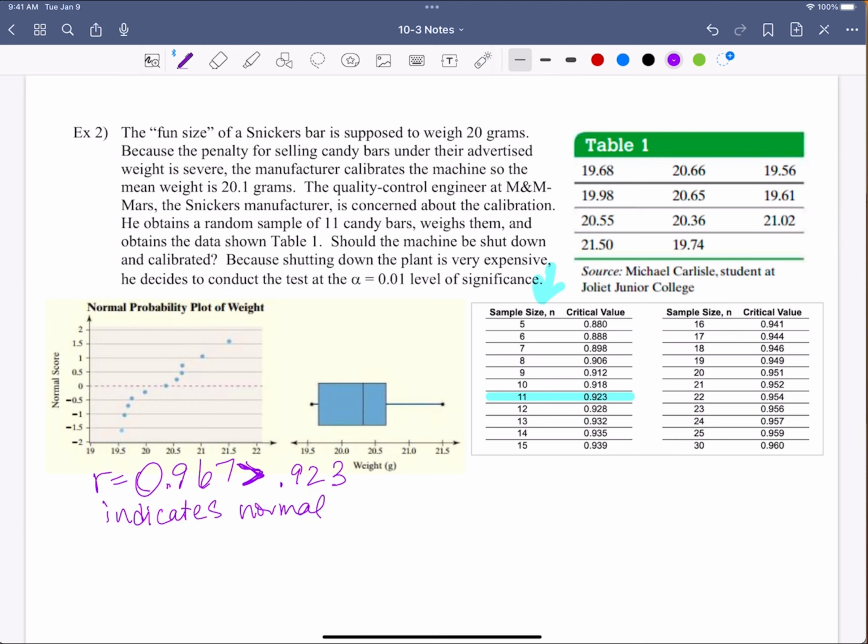That indicates my data is normal, all right? Because my correlation is greater than my critical value, that indicates normal. Here's the other thing. Part of what we're looking at is our box plot. Are there any outliers in my box plot? No outliers that I'm looking at here. And that's the purpose of the box plot. Everything is within realm, so we can now proceed with the hypothesis testing.